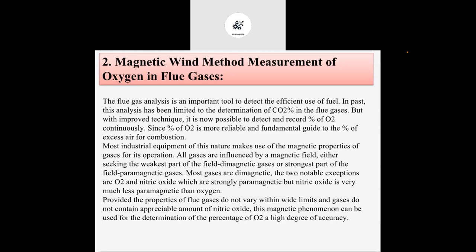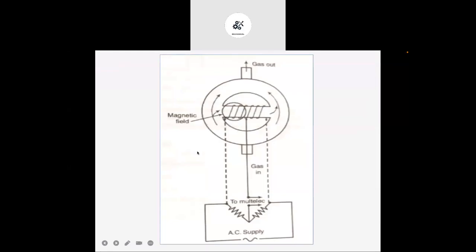We are using this particular property of oxygen because physically we cannot separate out the oxygen by using any physical instruments or anything else. By using the magnetic field, we can separate out oxygen from the flue gases.